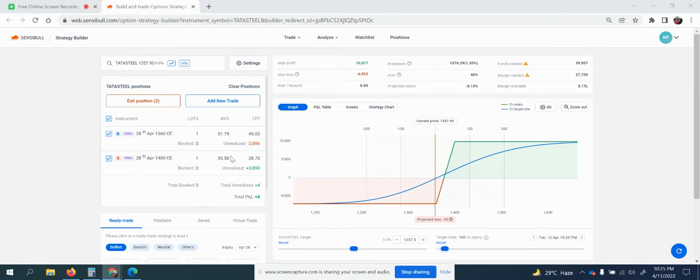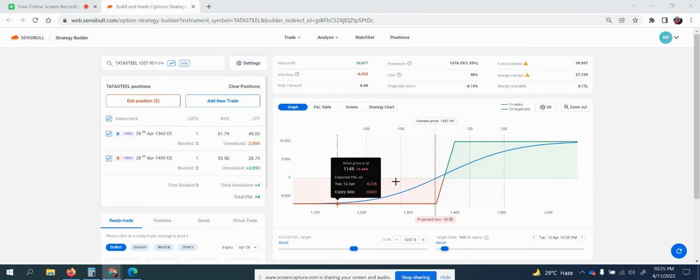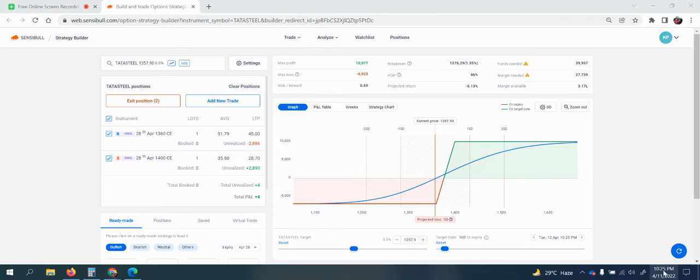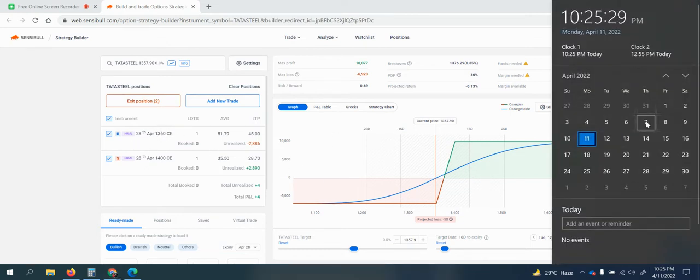Today's discussion would be on one of the adjustments for the debit spread. This is my real, ongoing trade on Tata Steel, wherein I've deployed a debit spread. I've deployed this trade on 7th of April. All right.